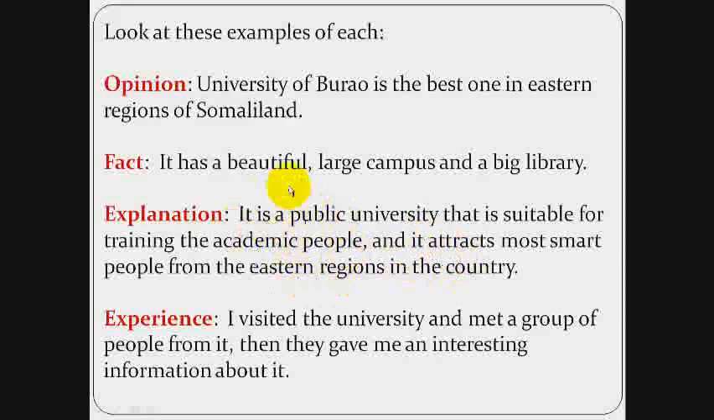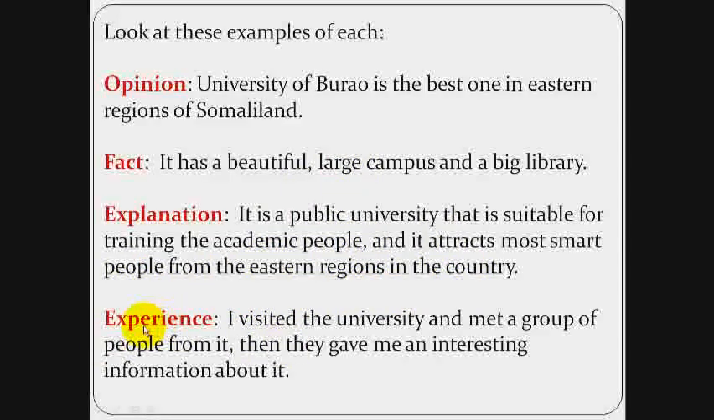So this is extra information why it is the best one in the eastern regions of Somaliland. It is a public one. It is suitable for training the academic people, and it attracts most smart, meaning active, people from the eastern regions in the country. Thank you very much.